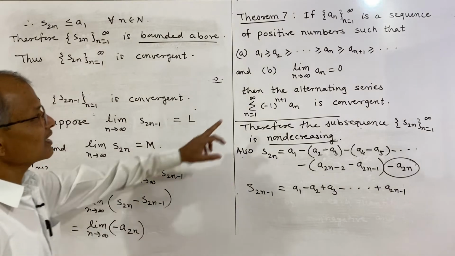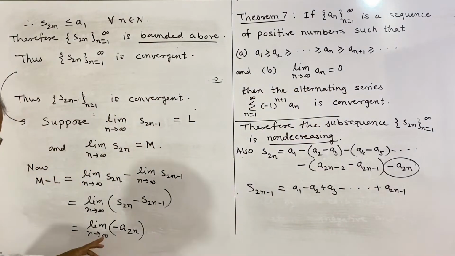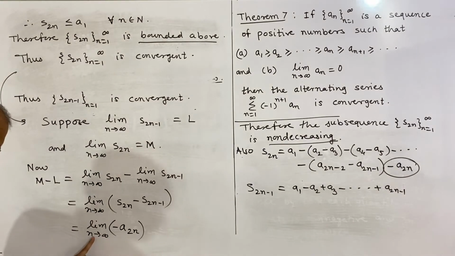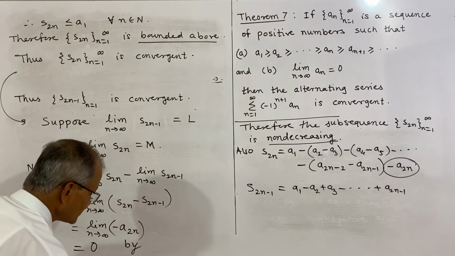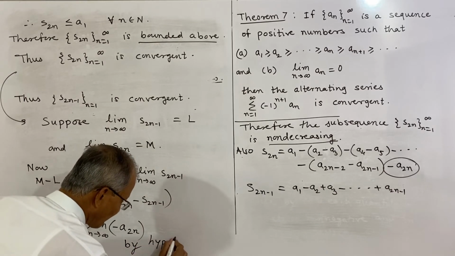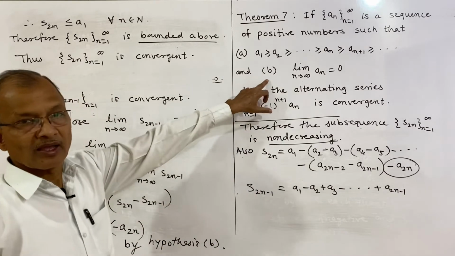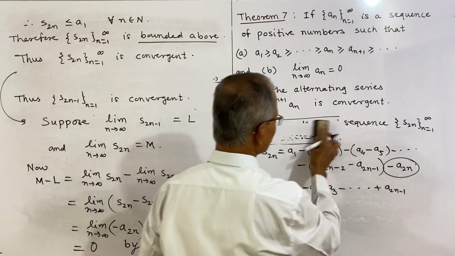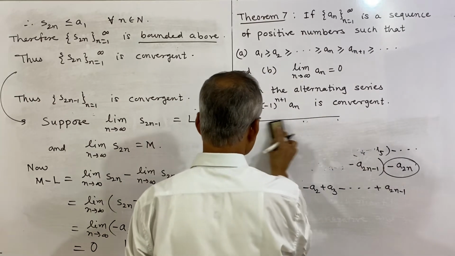And because of the second condition, you see, limit as n tends to infinity of an is 0, and that means limit as n tends to infinity of a2n is also 0, because as n tends to infinity this is going to be 0, and this is equal to 0 by hypothesis B. So by this condition, M minus L is 0, which means M is equal to L. So thus M is equal to L.